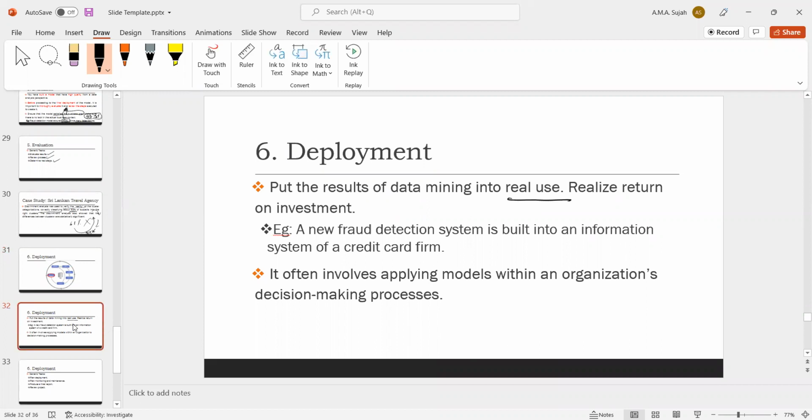Whenever we are developing a model, that is an investment for us. That is a return on investment. Based on these clusters, we will make some recommendations for the future, so it satisfies the customers. If you think about it here, they are developing a fraud detection system for an information system in credit card firms or other industries in banks. Based on this model, they will predict the fraud activities of their customers.